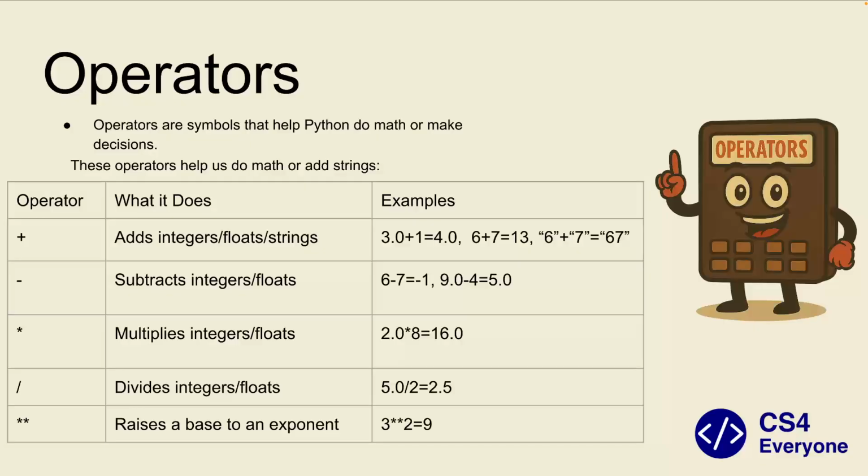The minus operator subtracts integers and floats. Examples of this include 6 minus 7 equals minus 1 and 9.0 minus 4 equals 5.0. The asterisk operator multiplies integers and floats. Example is that 2.0 times 8 is 16.0. The slash operator divides integers and floats. Examples are 5.0 divided by 2 is 2.5.